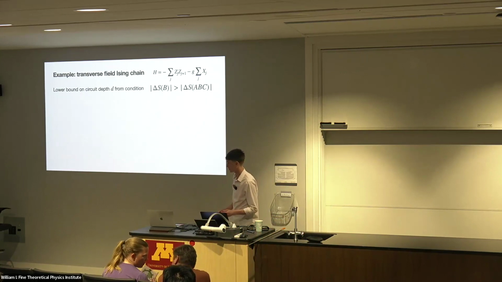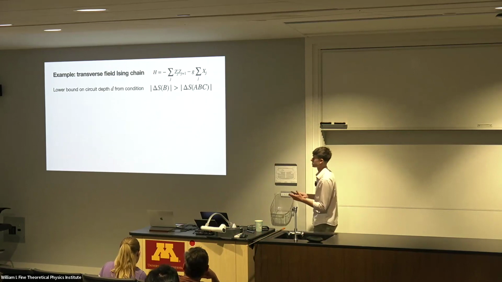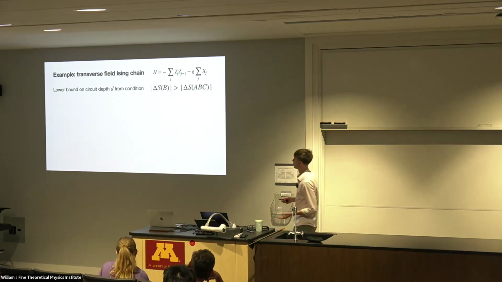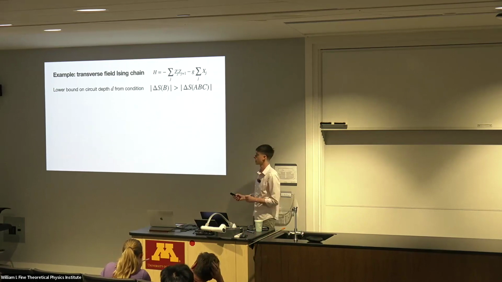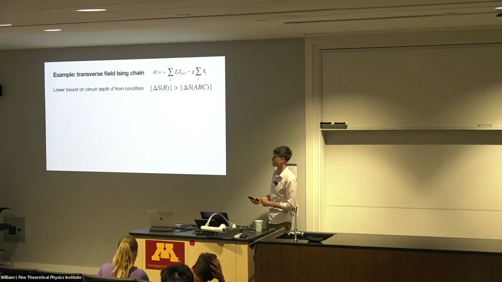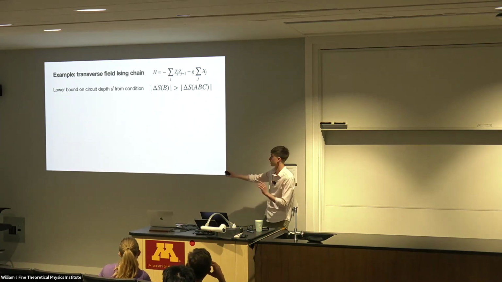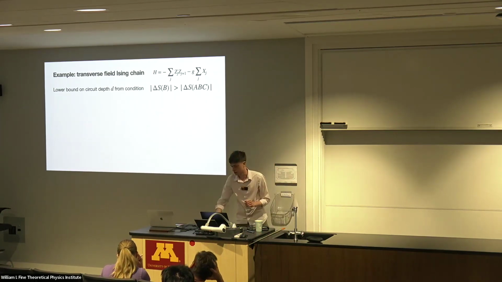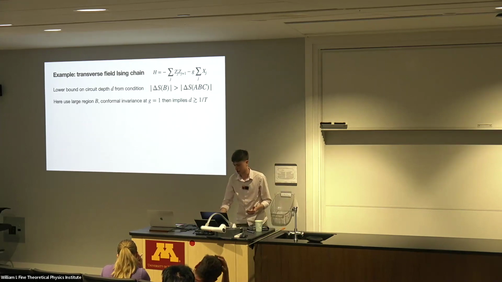Let me just give you a quick example because this is getting pretty abstract. Let's suppose we were thinking about a thermal state of the transverse field Ising chain. A is going to be a single site where I'm going to measure the x operator. B is going to be a semi-infinite part of the system that is separated from A by x. So I take these thermal states and I can just start computing these lower bounds on the circuit depth.